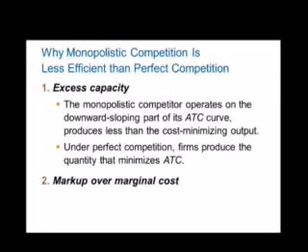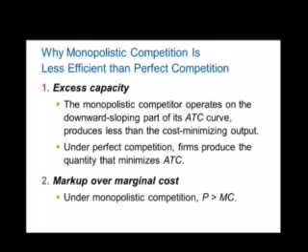And there is a markup over marginal cost. Even though the last unit requires MC dollars to produce, the price that the monopolistically competitive firm charges is higher than that. Under perfect competition, price equals marginal cost, so there is a difference there.